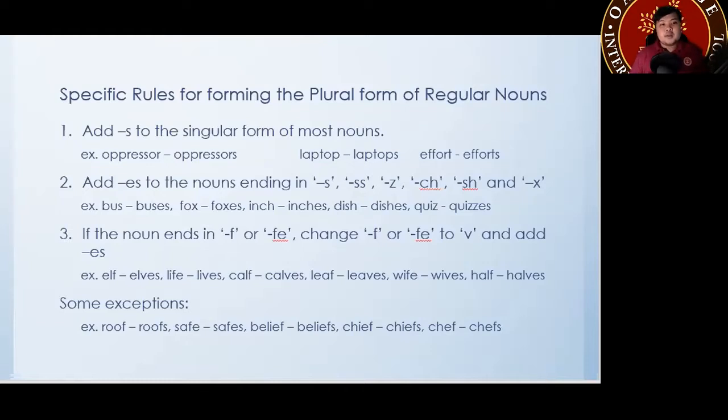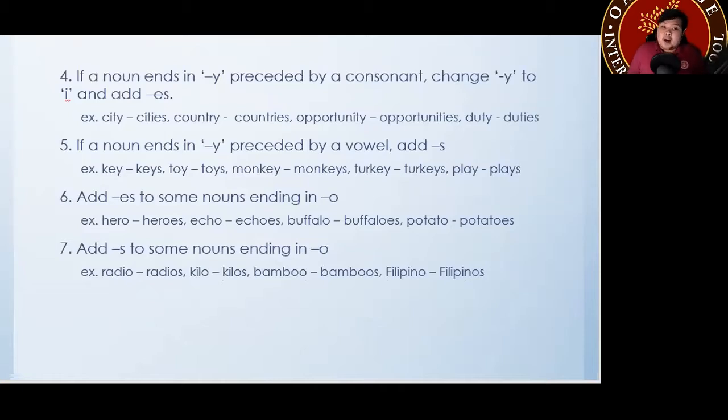Next, number four. If a noun ends with y preceded by a consonant, meaning it comes after a consonant, the rule is change y to i first and then add es. Again, I'll remind you, for those of you who were my students last year and the year before, I always remind you that the rule is not change y to ies. No, it's not. The rule is change y to i first and then add es.